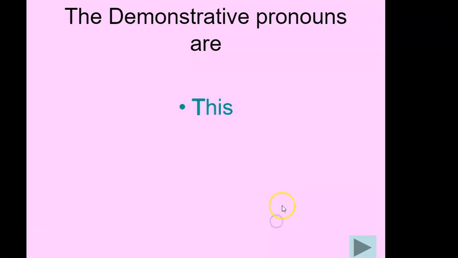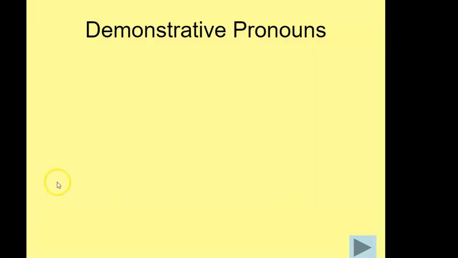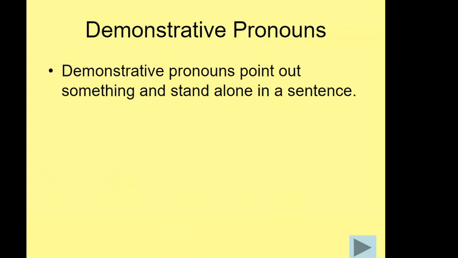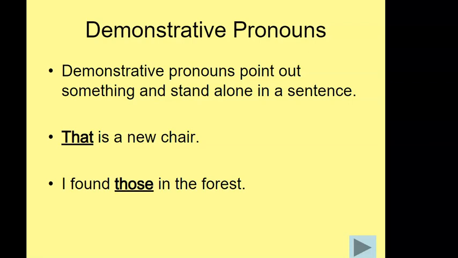So we have talked about this, these, that, those. Demonstrative pronouns point out something and stand alone in a sentence. For example, that is a new chair. That is a new computer. That will be a new house. I found those in the forest. Those will also be a pronoun. Those is the plural form of that, if you know.